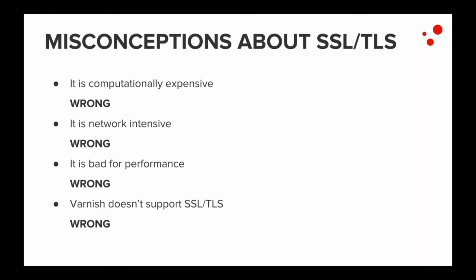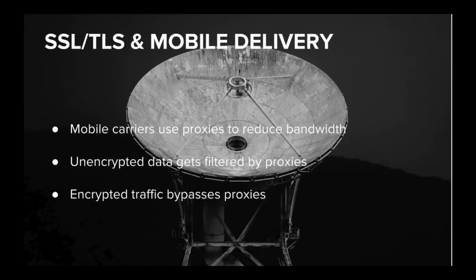So now that we sort of agree that SSL TLS is not the worst thing in the world, I'm going to say why it is important for mobile delivery. When you have a 3G, 4G connection, that connection is actually provided by mobile carriers, and they do use proxies to reduce the bandwidth. Obviously, unencrypted data gets filtered by those proxies, while encrypted data bypasses proxies, which basically means that you are delivering content faster to the final user, and you're doing nothing but simply encrypting data.